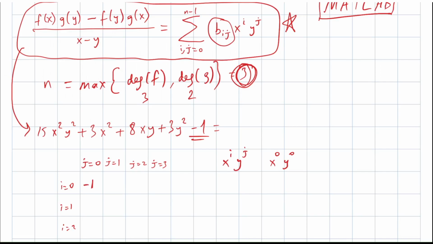What term do we need to look at next? x to the 0, y to the 1. Question: what is the coefficient of this term? This is our expression, this is our term. What is the coefficient of this term? Let's look at this, and it is 0, because we don't have... wait a sec.